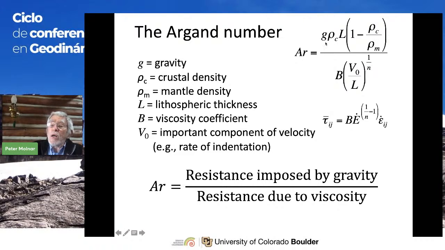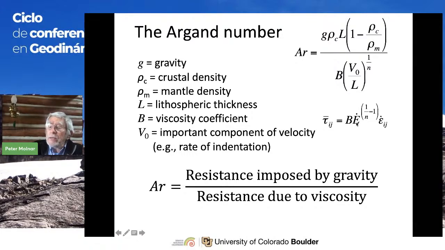So all of these numbers, and this is the thickness of the lithosphere, again, this would enter into this. All of these numbers scale the resistance imposed by gravity. The bottom numbers scale the resistance due to viscosity. And in simple terms, this is the stress. One has a viscosity coefficient B. Well, there it is. The bigger B is, the more stress you get for a small amount of strain rate. So this is scaling stress.